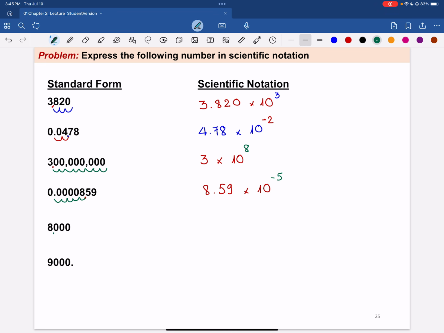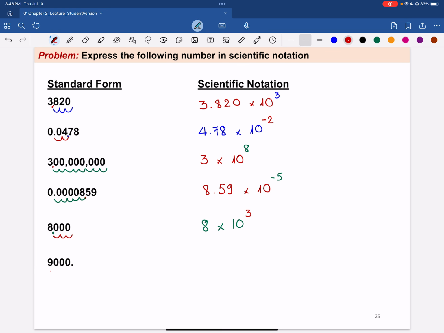8,000. Put the decimal right after 8. 8 times 10. Right. 1, 2, 3. 10 raised to the power of 3.